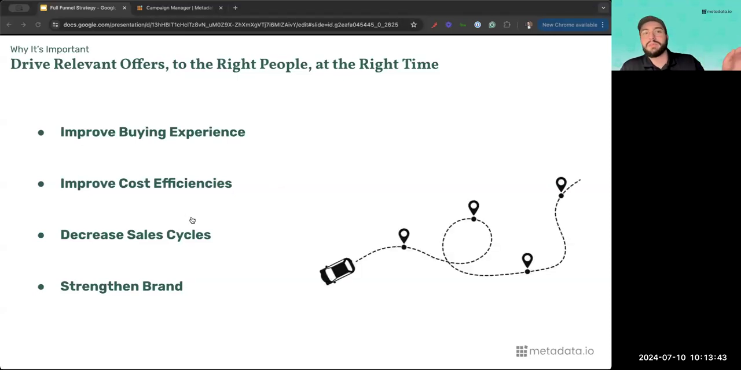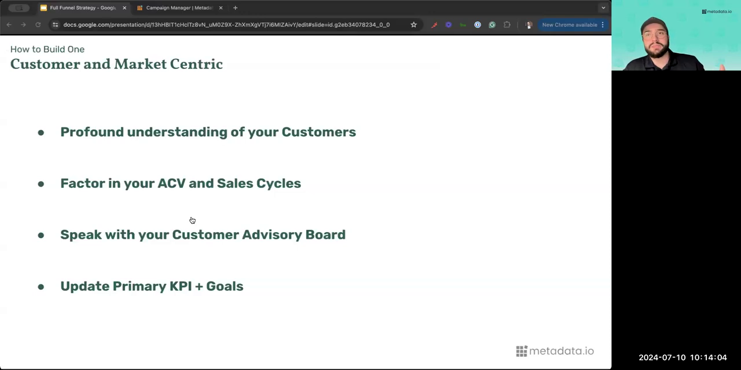It looks a lot more like this. It's a crazy roadmap where the conversion points are all over the place and it's super hard to track and attribute. So by knowing your customer and being customer and market centric, you'll have optimal efficiencies. You can decrease your sales cycle and improve the buying experience. Now, let's get into the meat and potatoes of how to build one.